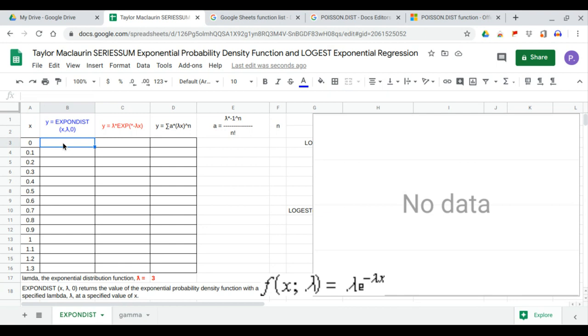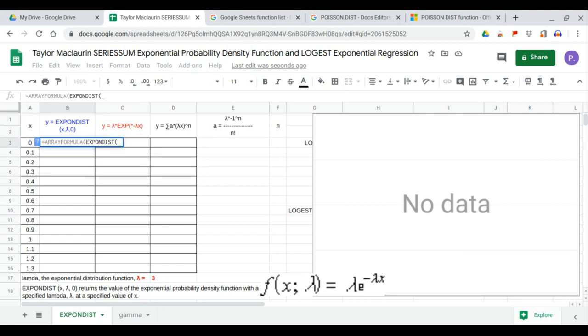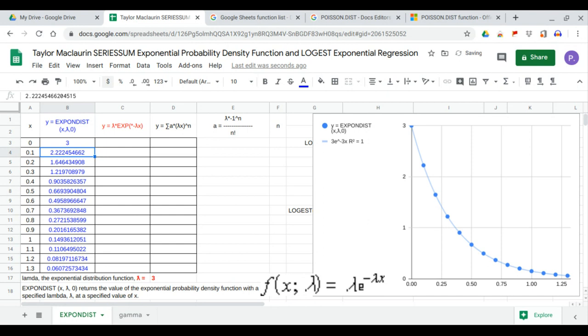So let's enter the formula, an array formula for EXPONDIST of the x values, and our lambda will be 3 for now. And our last argument 0 because it's an exponential density.